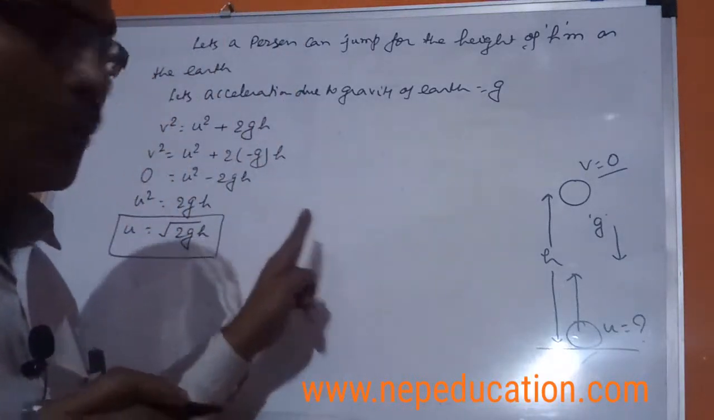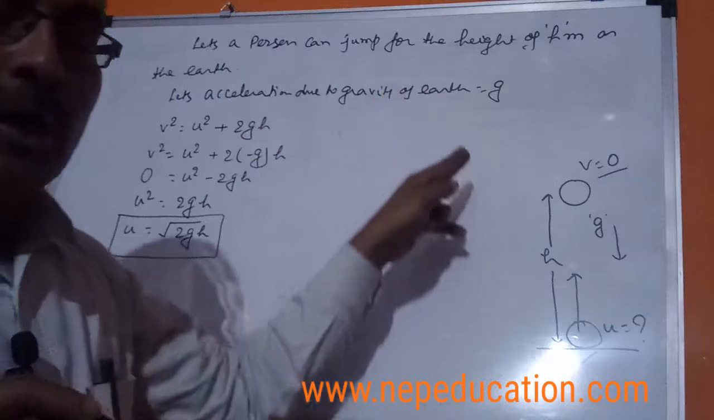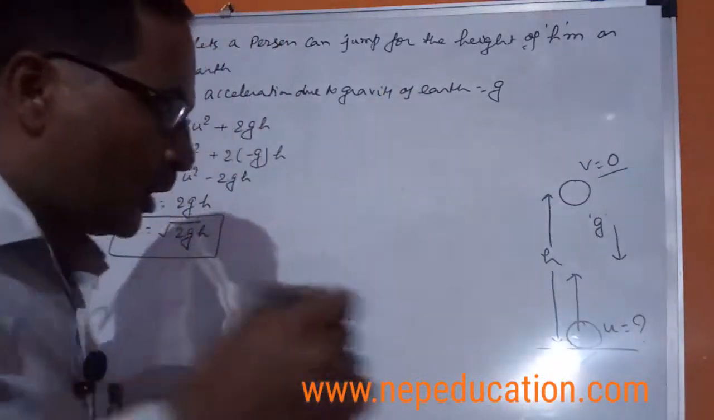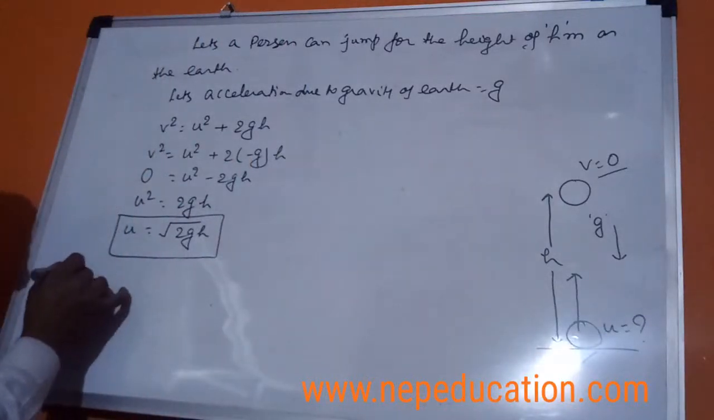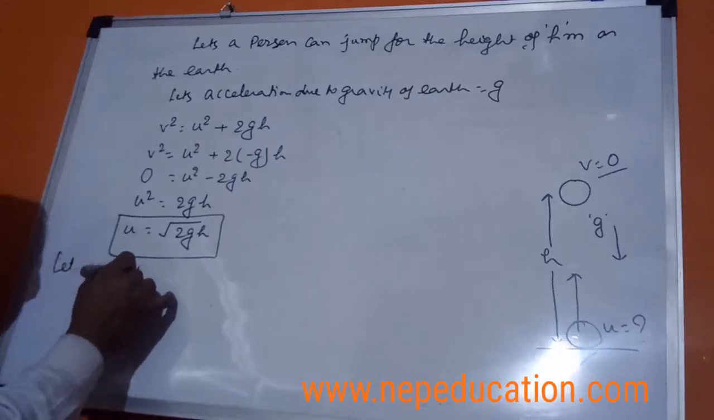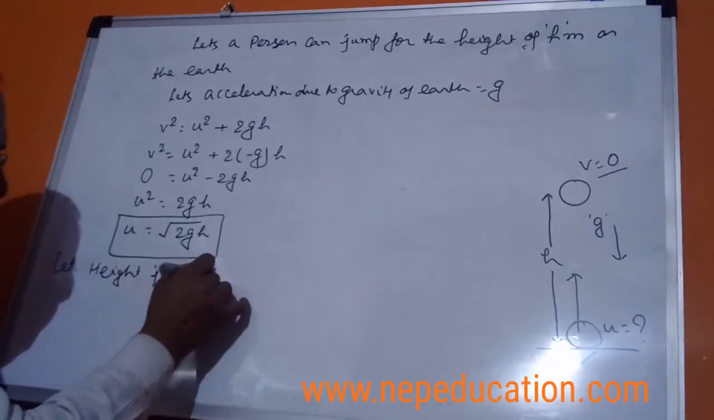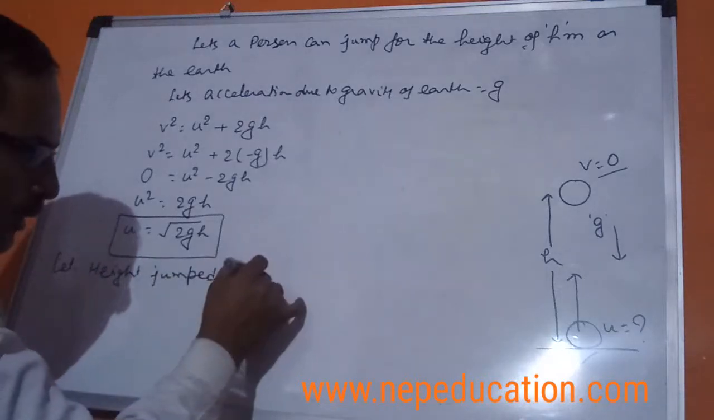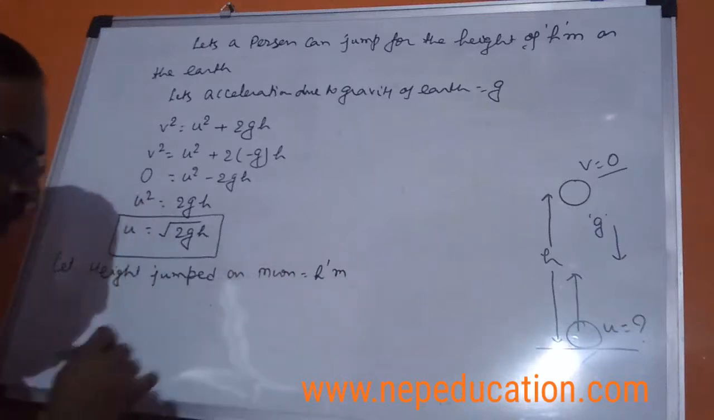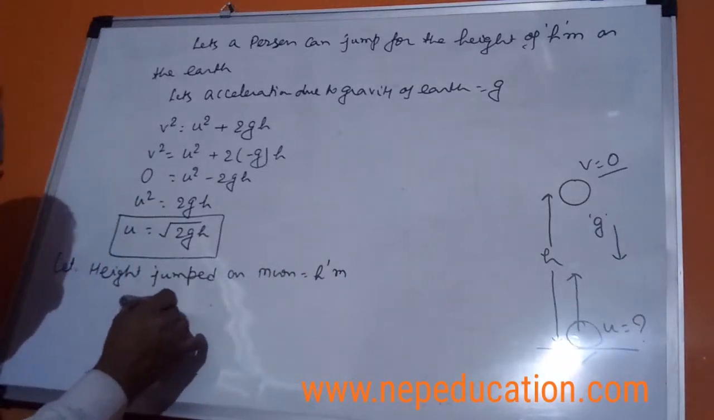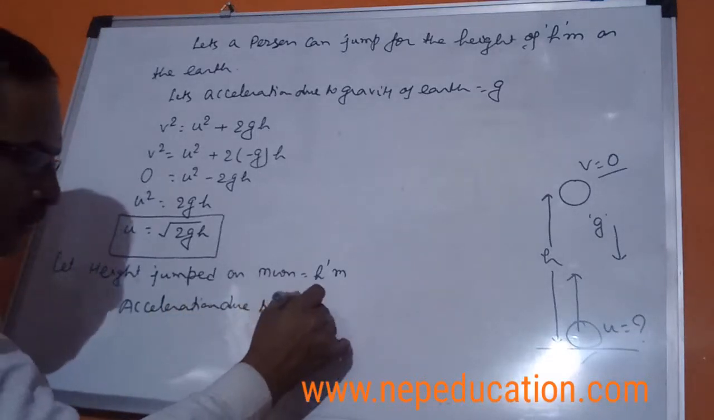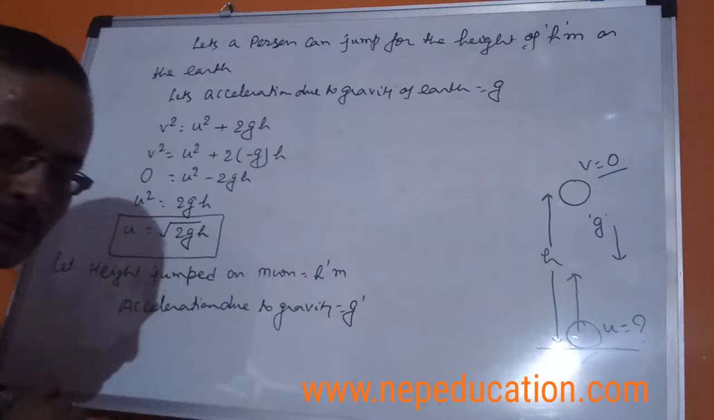This is for one heavenly body, the earth. Now how much height can be jumped on the other heavenly body? Let the height jumped on the other heavenly body, suppose we are taking the moon, be h dash meter. Let the acceleration due to gravity be g dash.